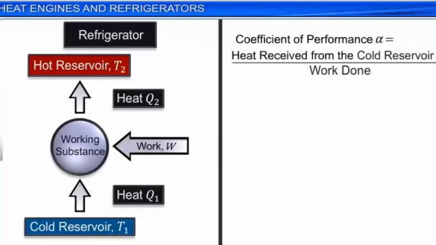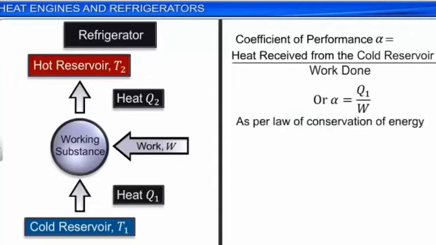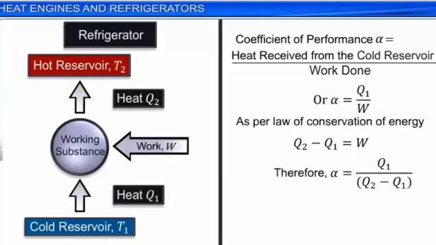Alpha is equal to Q1 by W. But as per the law of conservation of energy, Q2 minus Q1 is equal to W. Therefore, alpha is equal to Q1 by (Q2 minus Q1). Let us understand the working of a refrigerator.